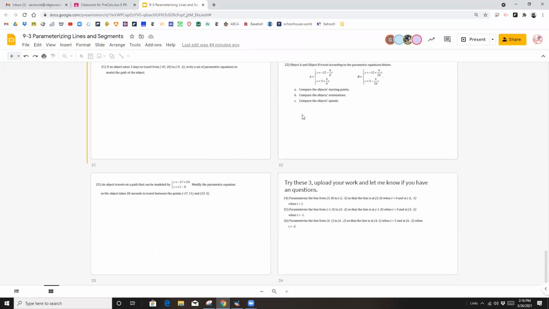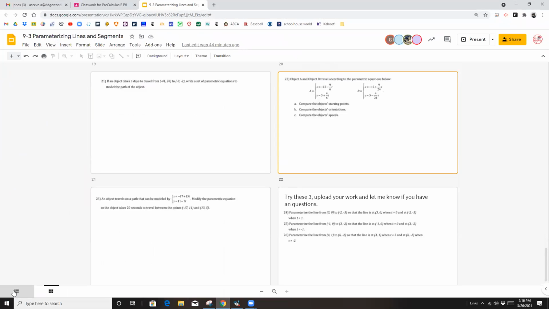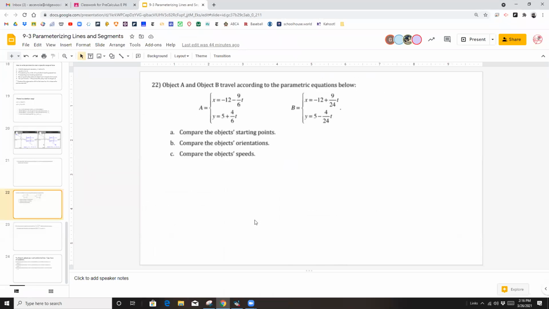Let's look at number 22 now. We have two objects, object A and object B, and they travel according to the parametric equations below. So there's A and there's B. Compare the starting points, the orientations, and the speeds. Now you could do this on the calculator, but first I'm going to show you how you could think about it without even graphing it and answer all these questions. And I'll show you how to confirm it with the calculator. You can always use a calculator for all of these, so practice using it when you do these problems, whenever possible.